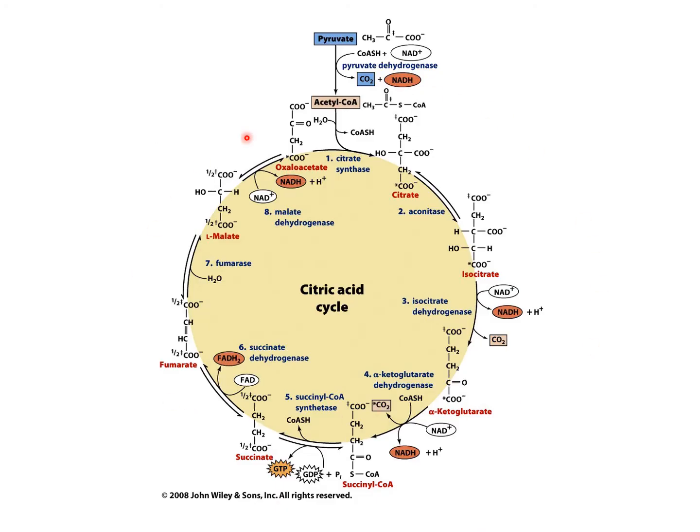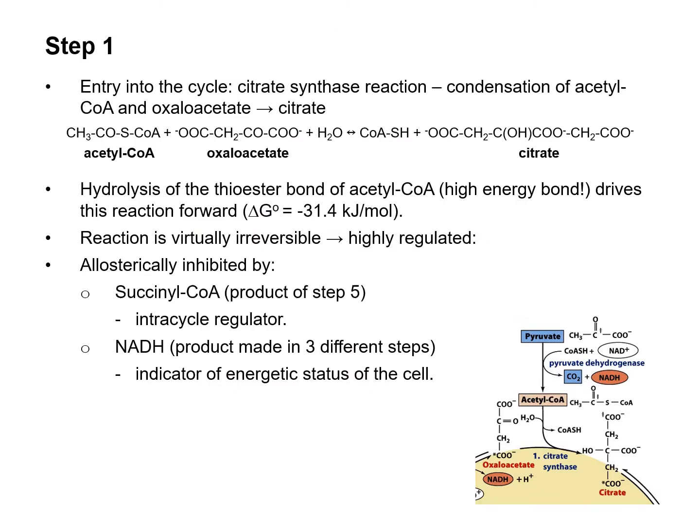This picture shows the TCA cycle, or citric acid cycle, from step 1 through step 8. Let's discuss these individual steps in detail. Step 1 is the entry into the cycle, and the reaction is catalyzed by an enzyme called citrate synthase. What it does is basically the condensation of acetyl-CoA and oxaloacetate to get citrate. And you can see the reaction right here too.